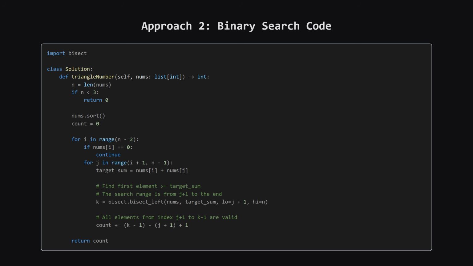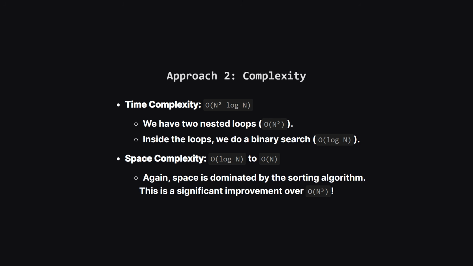From index J plus 1 onwards, we're looking for the first number that is greater than or equal to our target sum. Let's say we find it at index K. This means every number from our current position J plus 1 up to K minus 1 is a valid third side. We add that range size to our total count.